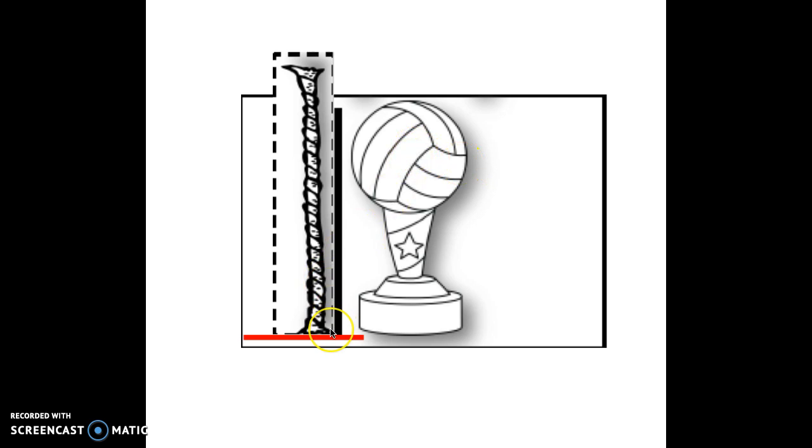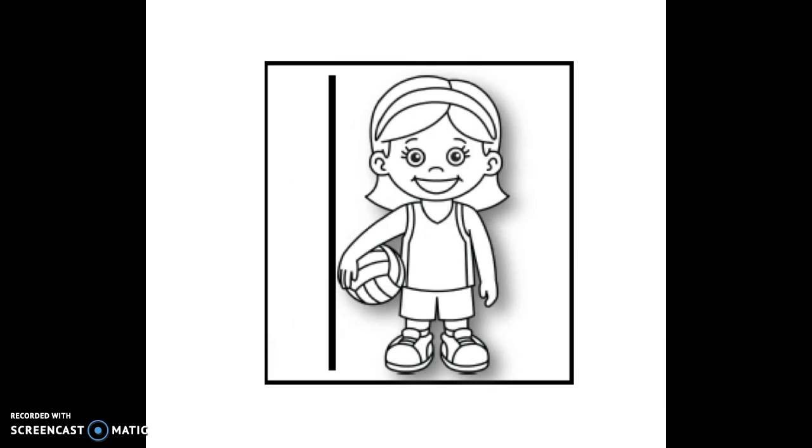Let's compare now the height of this trophy to the height of our string. The trophy stops here, but the string keeps going. That means that it is shorter. So I'm going to color it blue.